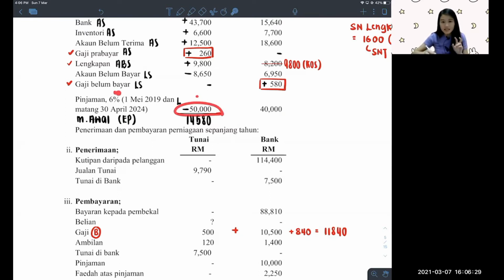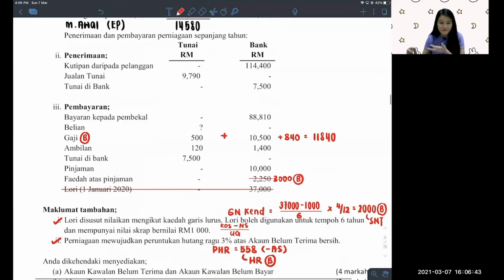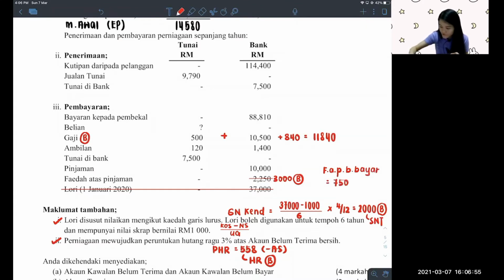50,000 times 6% is going to equal 3,000. But you do notice that over here, we only paid 2250, right? So what you should do is substitute it into 3,000 as the belanja, while the remainder, you see there's a difference there, right? Is what we're going to use as faedah atas pinjaman belum bayar. So the remainder is 750 LS. Okay, so the two steps: find the belanja by using Baki awal 50,000 times 6%, substitute it as the belanja, and then you find out the difference. Haven't paid is 750, but that's not all.